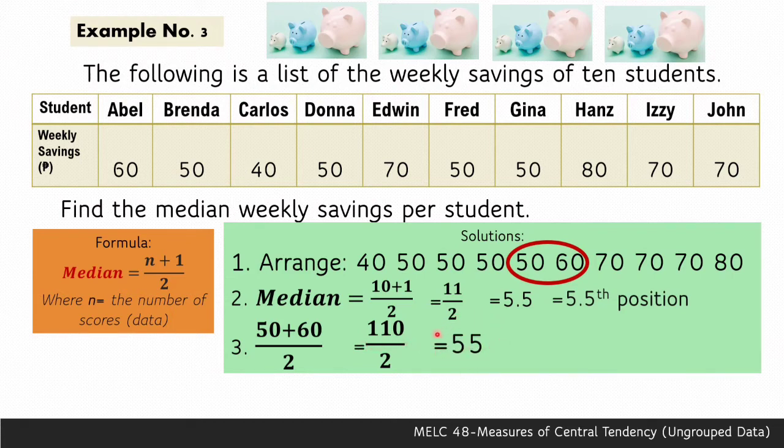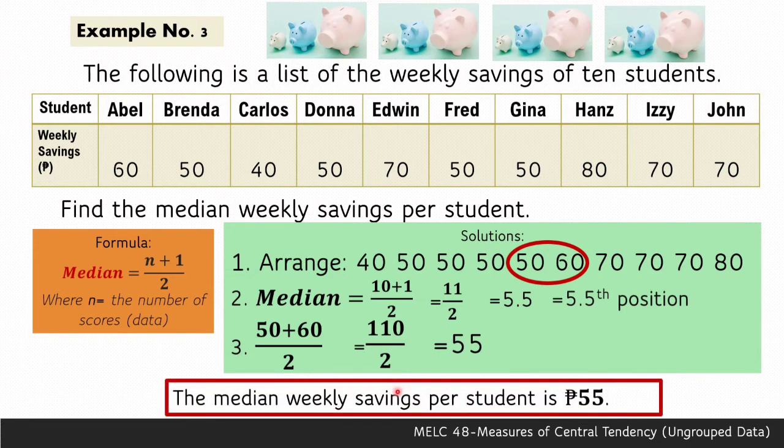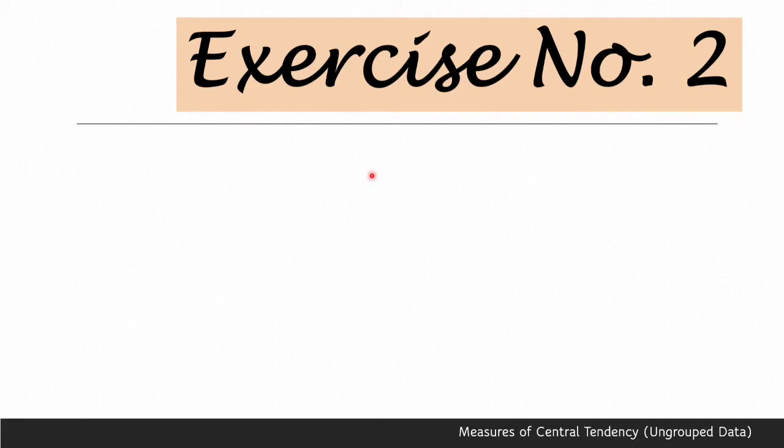So 55 therefore is our median weekly savings, or that's 55 pesos. I hope you are following. If yes, very good. If not, please go back to the previous example. Let's proceed now with our exercise number 2.